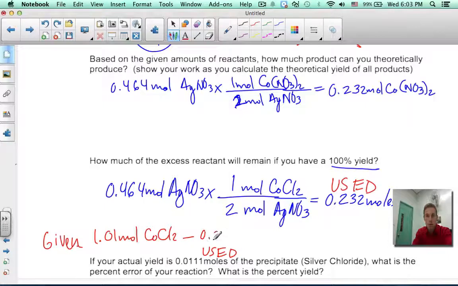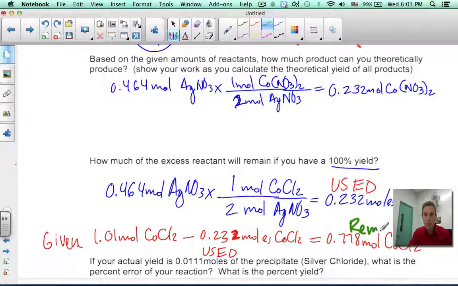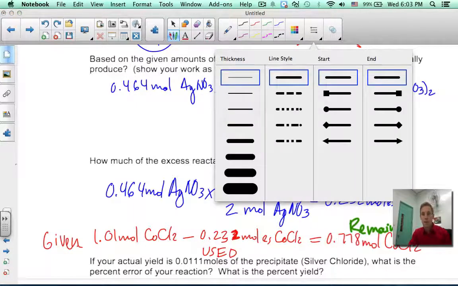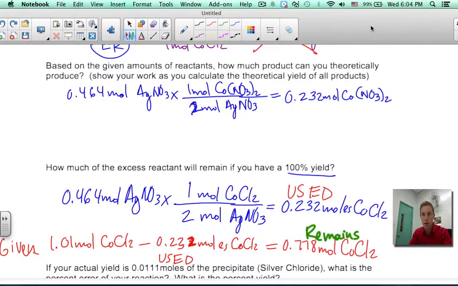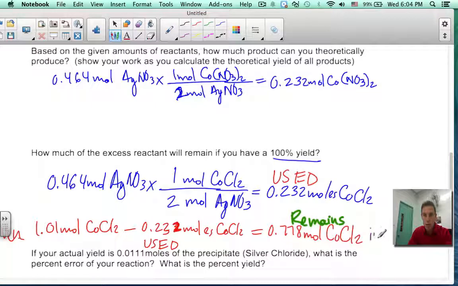The used was 0.232 moles of cobalt 2 chloride. And when you take that difference, 1.01 minus 0.232, you get 0.778 moles of cobalt 2 chloride remaining. That's how much you have left over. That's how much remains, okay? Or you could say in excess. Alright? In excess. So we could just scroll over here and say this much in excess.